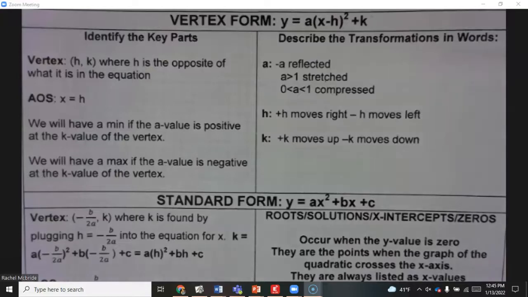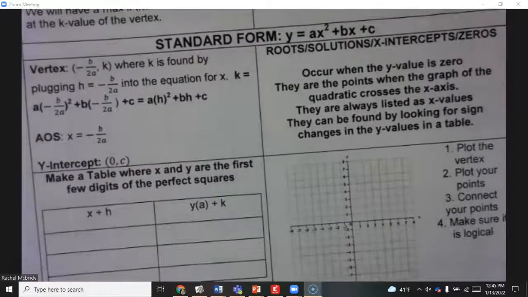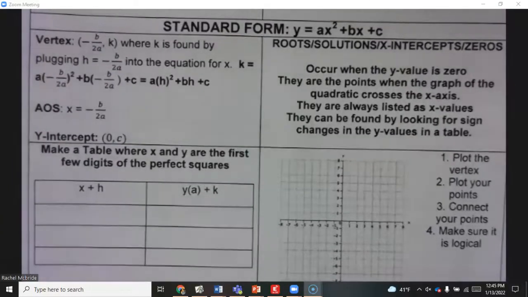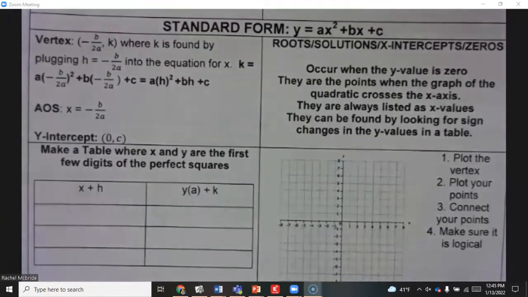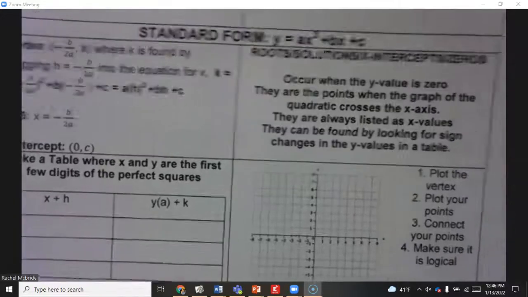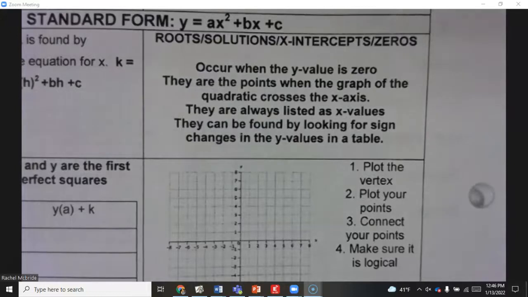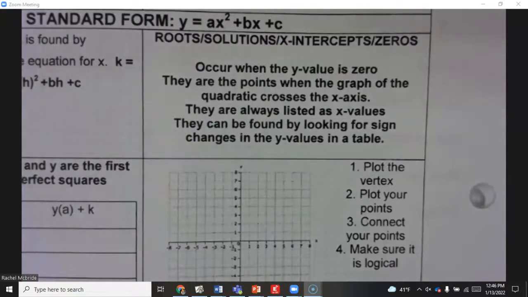In standard form, our vertex is negative b over 2a, and then k, where you find k by plugging negative b divided by 2a in for x. The y-intercept is 0, c. The roots or solutions occur where the function crosses the x-axis. This is when the y value is 0.